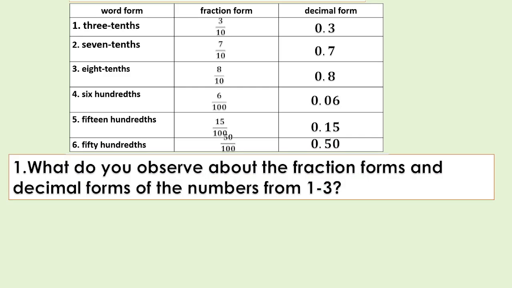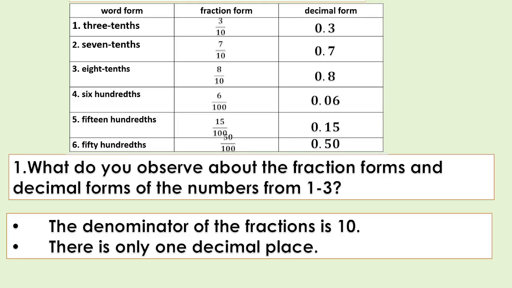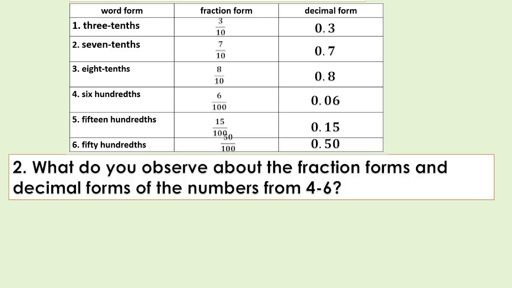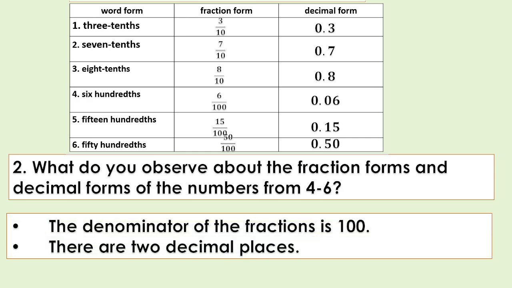Number 1 question. What do you observe about the fraction forms and decimal forms of numbers from 1 to 3? So the answer is the denominator of the fraction is 10. There is only one decimal place. Number 2. What do you observe about the fraction forms and decimal forms of the numbers from 4 to 6? So the answer is the denominator of the fractions is 100. There are 2 decimal places.